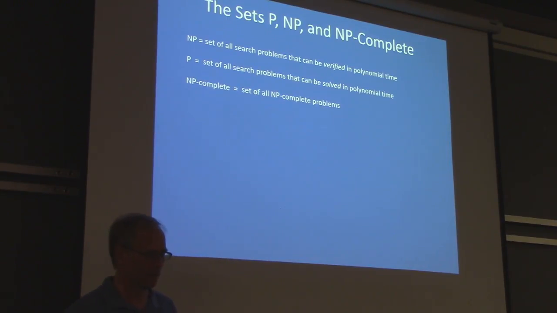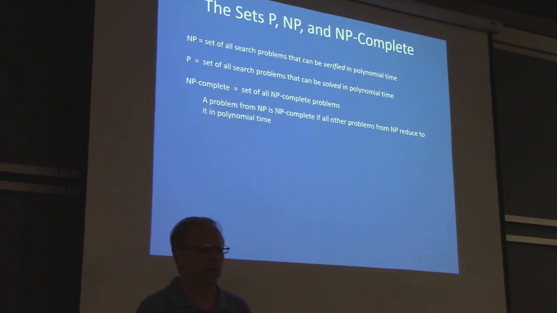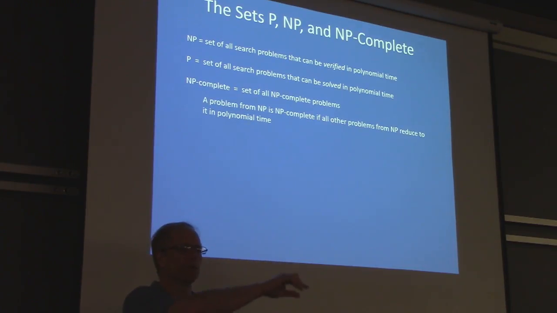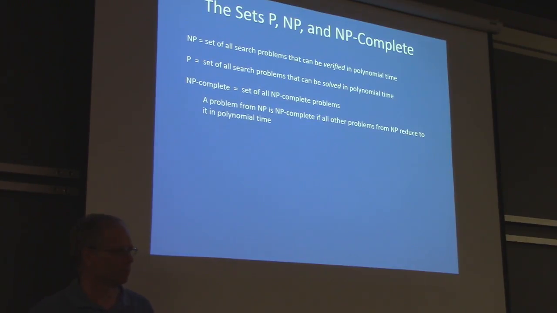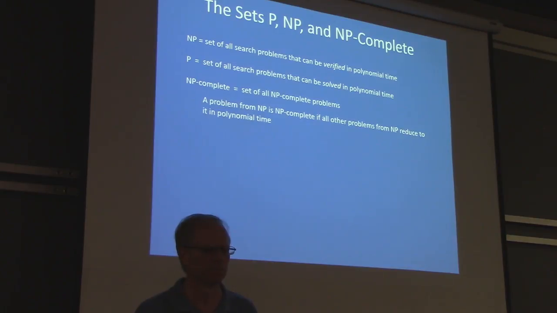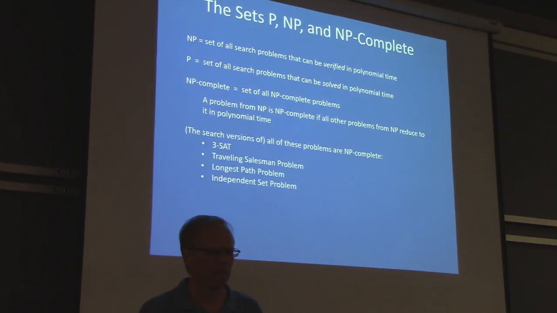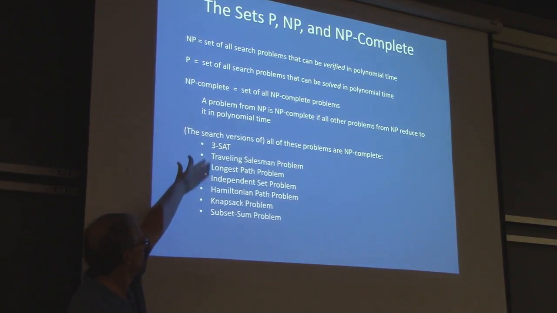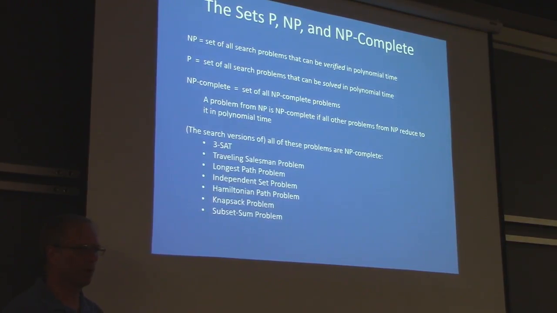Because surely by now, if there was a way to solve one of these NP-complete problems quickly, we would have found it. Okay, so NP-complete, the way it's defined, is a problem from NP to which all other problems from NP reduce. That's our definition of hardest. So you pick any problem from NP, there's a way to reduce it quickly to any NP-complete problem. So all those problems there are examples of NP-complete problems.